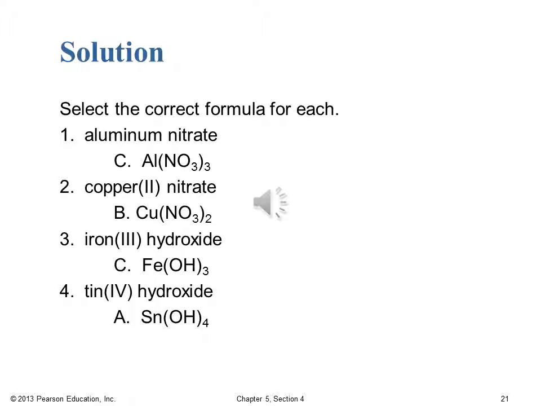And then number 3, iron 3 hydroxide. So hydroxide's the OH-, the iron's 3+. We're going to need 3 hydroxides to balance, giving us choice C. And finally, tin 4 hydroxide. We're going to have choice A, Sn, parentheses, OH, subscript 4.